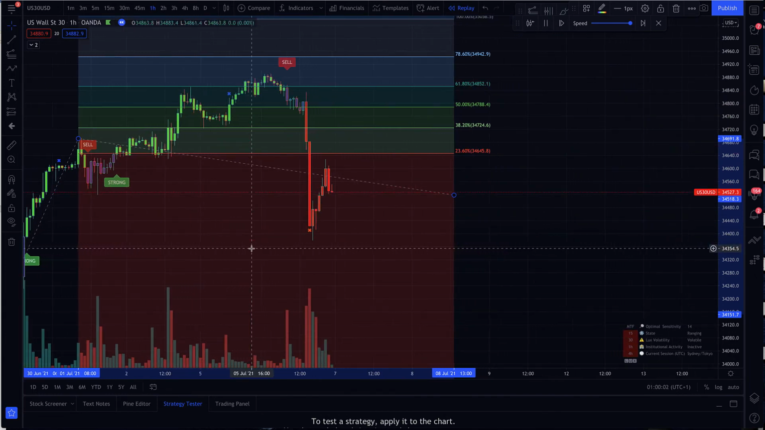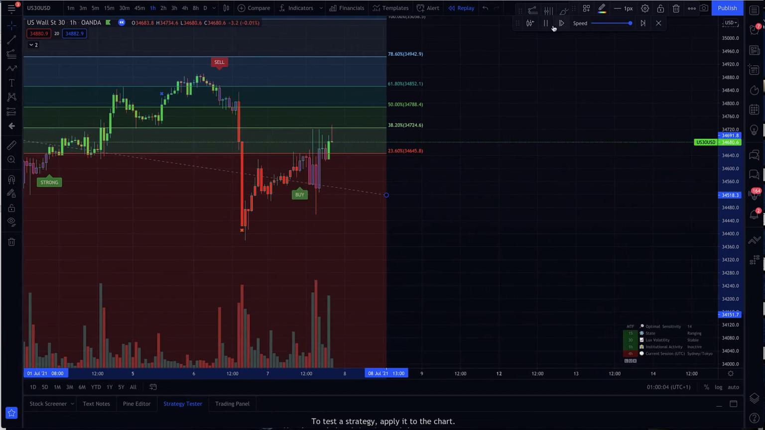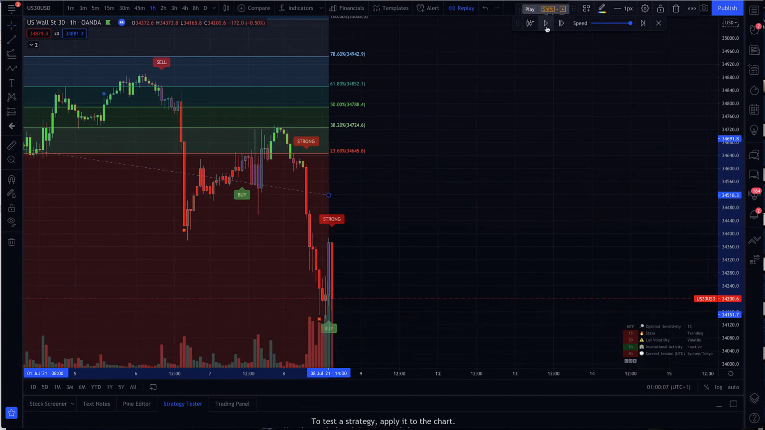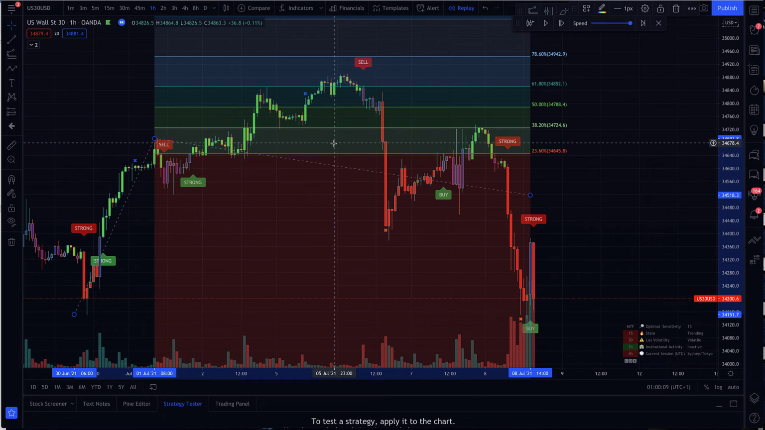Look at this. That's unbelievable. That really played very well. So this projection was amazing because we went to 50, we went to 61, we had a massive drop. So if you had actually followed from the beginning, you would be in a really big profit here.